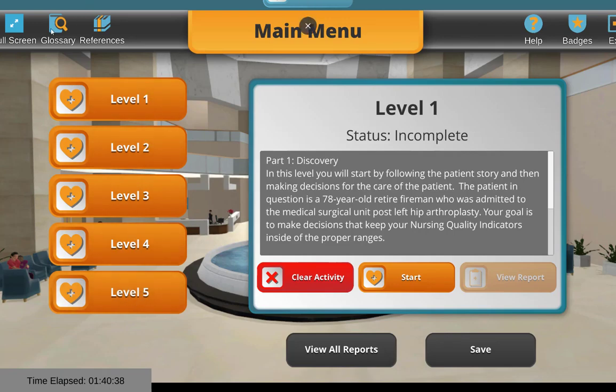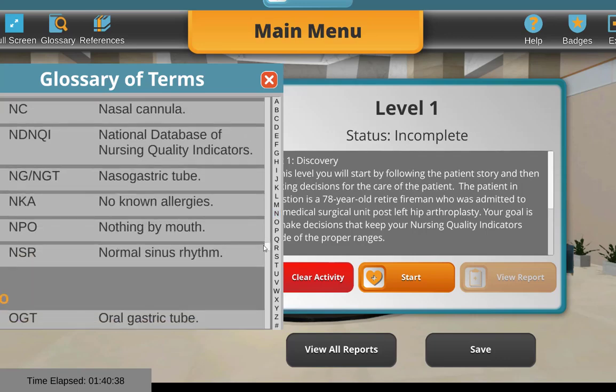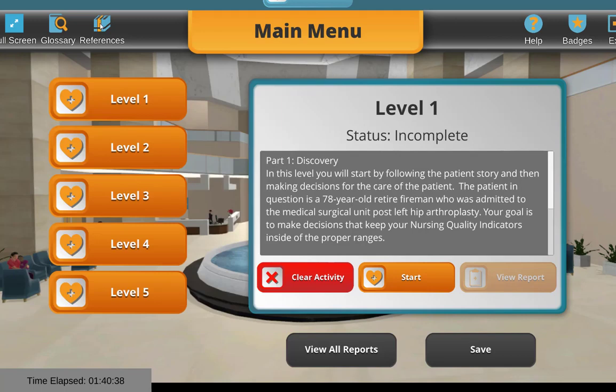We do have some handy tools across the top for them to use while they are going through the activity. The glossary of terms is a favorite. Just click on a letter and it'll take you to a variety of acronyms starting with that letter. There are references, of course, for all of the information that we are documenting. The help button will take them back to their video tutorial in case they missed something the first time around. As they progress through each level, there are opportunities for badges to be earned and they will be displayed there. And then, of course, if they are ready to exit, they will click that.